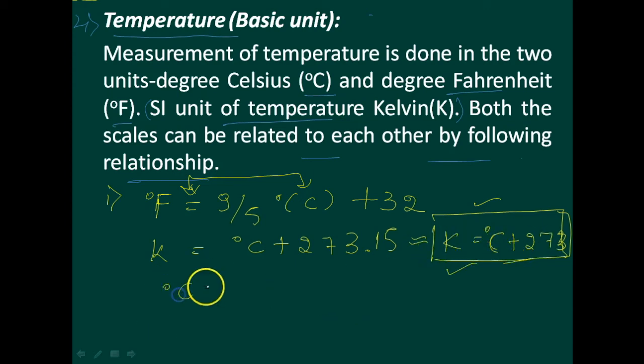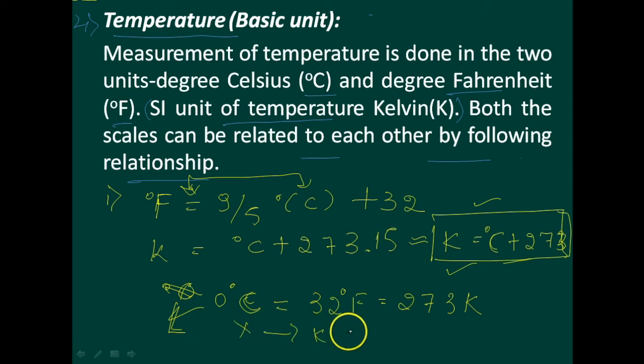So 0 degree Celsius is equal to 32 degree Fahrenheit, which is equal to 273 Kelvin. It should be noted that a temperature below 0 degree Celsius is possible in the Celsius scale, but it is not possible in Kelvin. Negative temperature you cannot measure in Kelvin. You should not measure negative temperature in Kelvin.